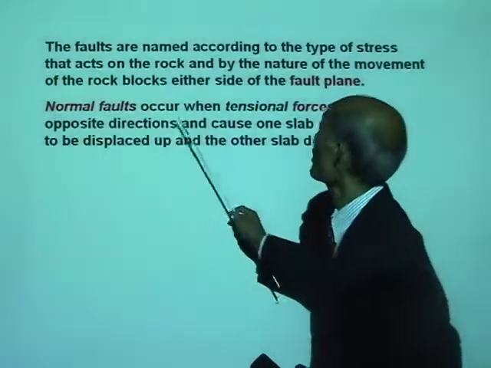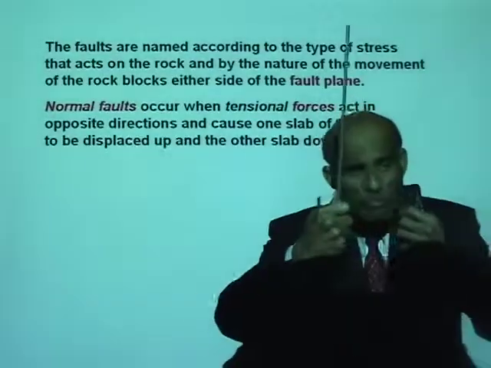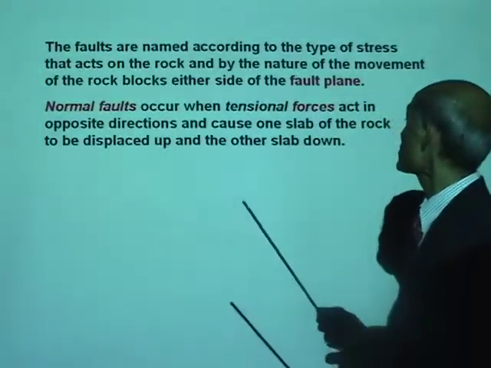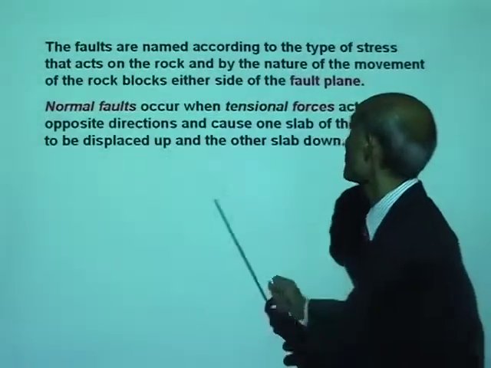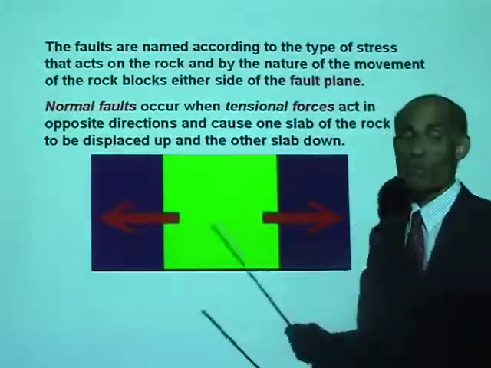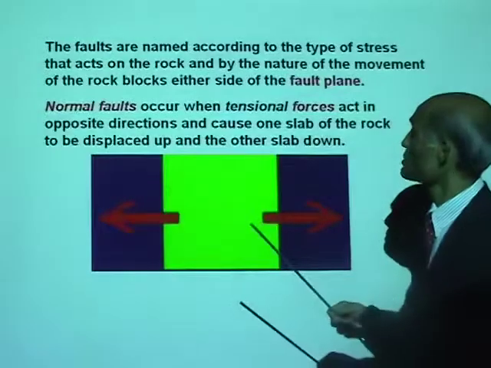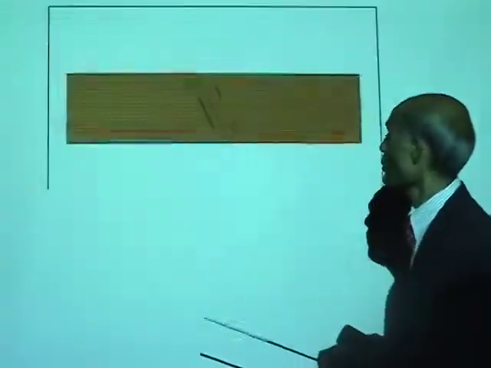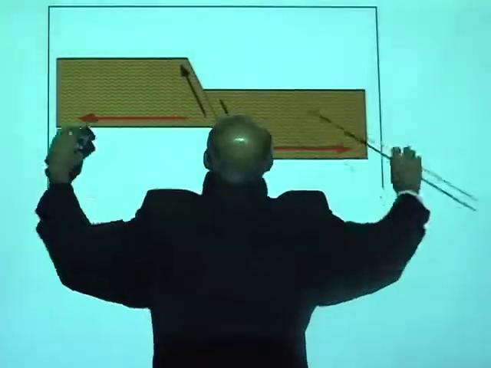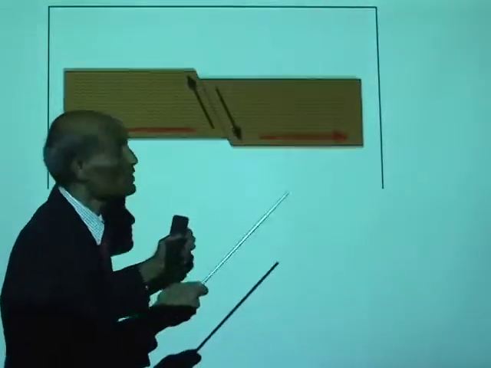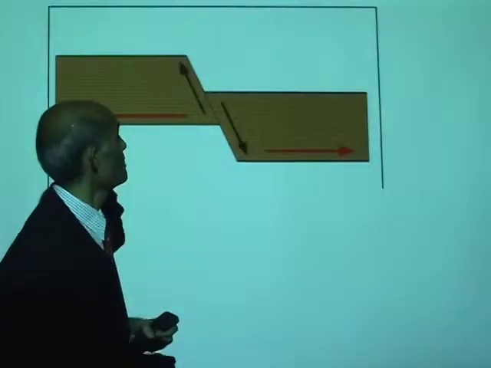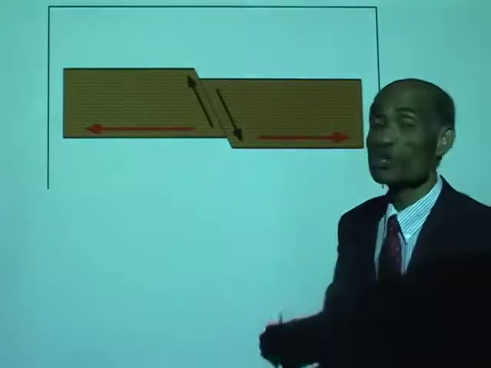A normal fault occurs when tensional force, pulling away forces, act in opposite directions and cause one slab of the rock to be displaced up and the other down. Now, this is an example of what happens in a tensional situation. This is a normal fault, and I think I have an animation here. Watch this. The forces are on either side. So the break occurs, which displaces one piece above and one piece below. And that is what a normal fault is.